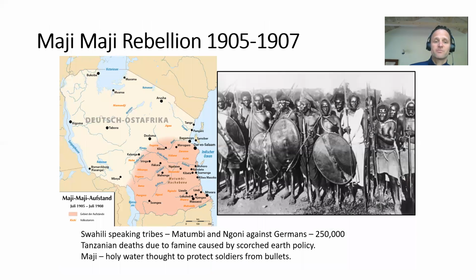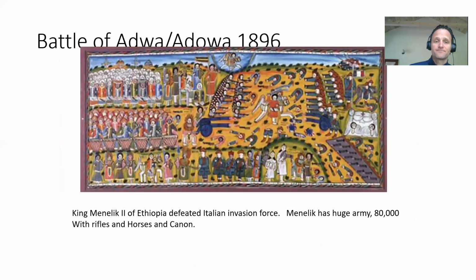We talked about the Maji Maji Rebellion. Again, this doesn't go well for the resistors. They are facing industrial rifles, the Maxim gun, machine guns. They're facing armor, all the things that they don't have, with their spears and shields, and yeah, it doesn't go well.